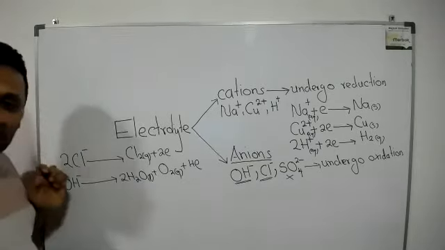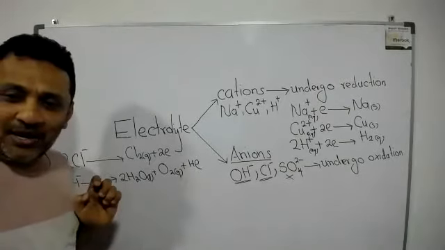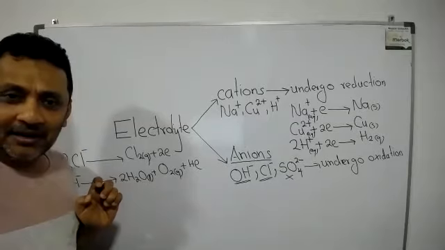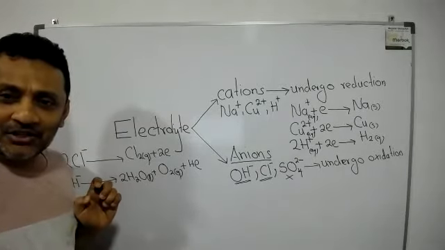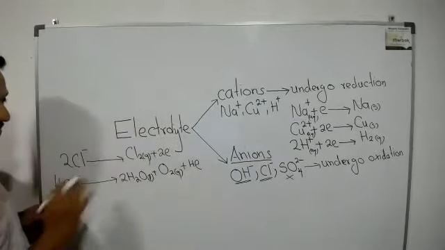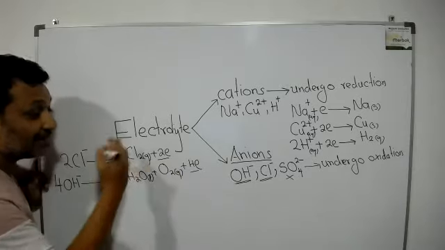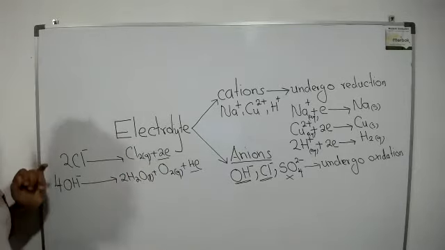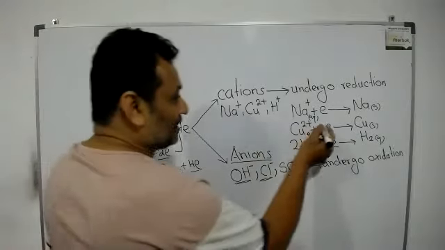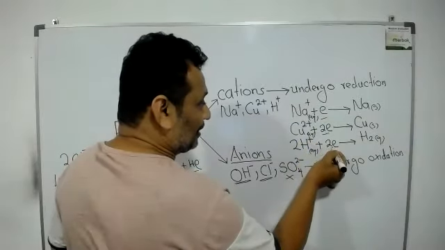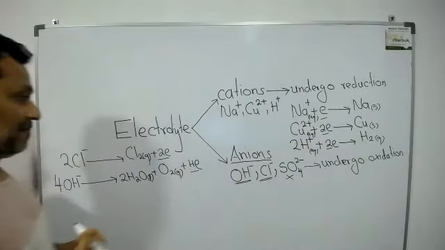Oxidations, we write the electrons on the right side. That is oxidation's nature. In reduction, electrons are written on the left side.